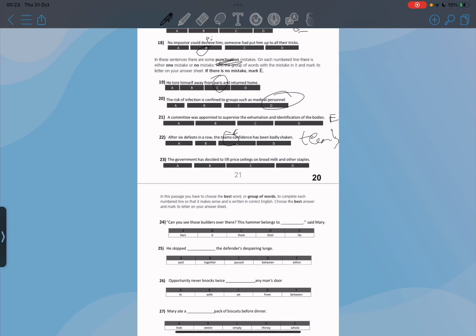Okay, question 23. The government has decided to lift price ceilings on bread and bread milk. So bread milk is not what it's trying to say. It should be bread, milk, and others. So it's and other staples. It's a comma here. You need a comma here. So option C.